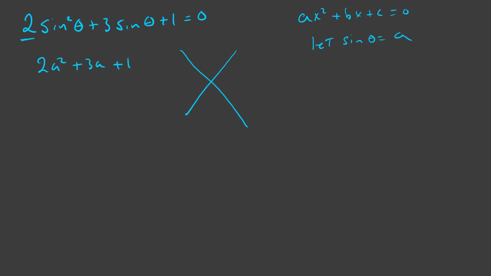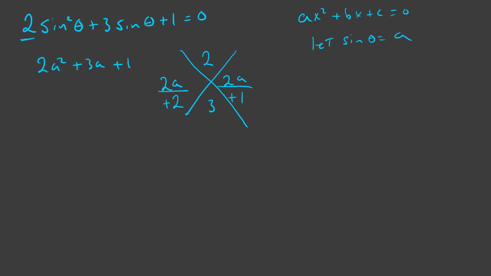2 times 1, that is a times c, gives me positive 2, and b is positive 3. Factors of 2 that add to give 3 are positive 2 and positive 1. I like to put the signs in there, just aids in readability later. And we'll bring down our variable. Now, when the leading coefficient's not 1, we include that. 2a.